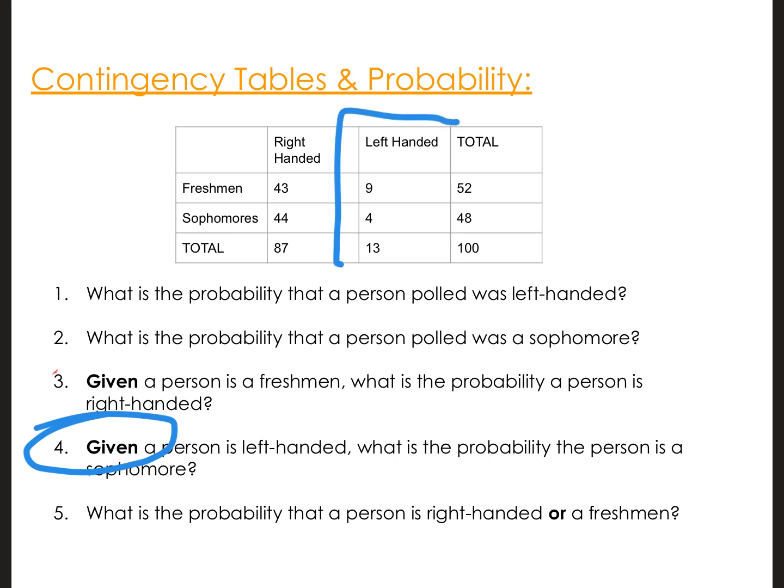So as soon as they said "given left-handed," it was only those 3 numbers. And then what we wanted was lefties, but sophomores. So those are the ones I wanted, 4 out of 13.